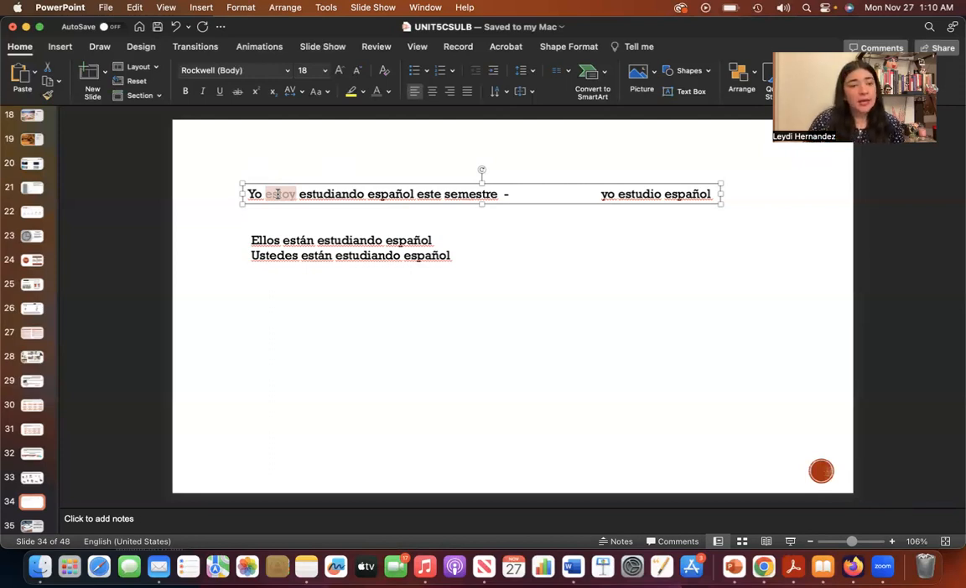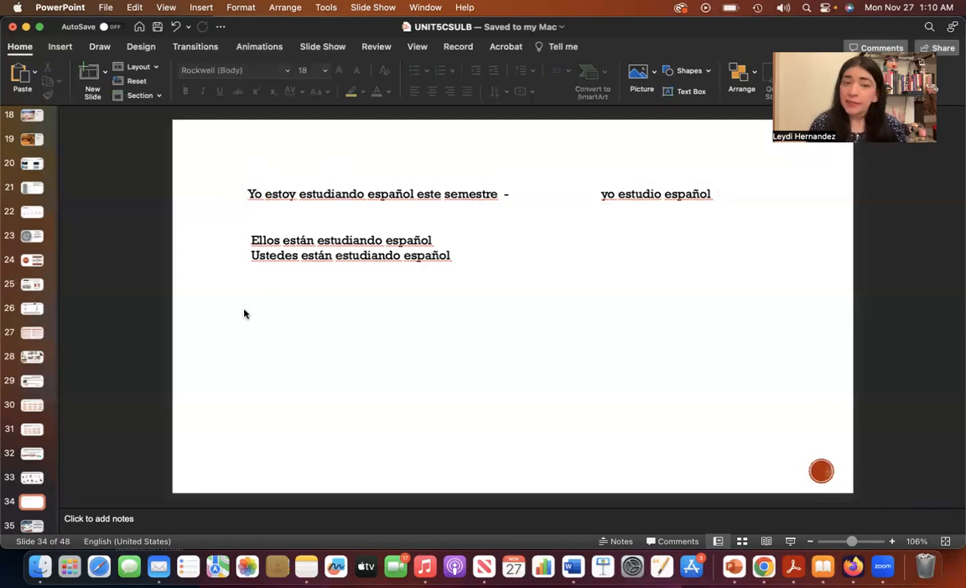Okay. And I think that's it. Remember that in Spanish, it's more restricted. We only use the present progressive for ongoing actions, and it is formed with two verbs. The verb estar, conjugated in the present tense, and the present participle, which is the ando, iendo, or yendo verb. Okay, so that's it for today.